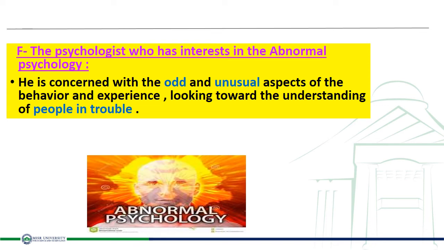Now, what is the definition of abnormal psychology, or the psychologist who is interested in abnormal psychology? This discipline is concerned with the odd and the unusual aspects of behavior and experience, overt and covert behavior. By odd I mean abnormal, something unusual. It looks towards the understanding of people in trouble, just to understand. But if I am going to move to predict or control, in that case I moved to applied psychology. Now I am in the clinical psychology field.